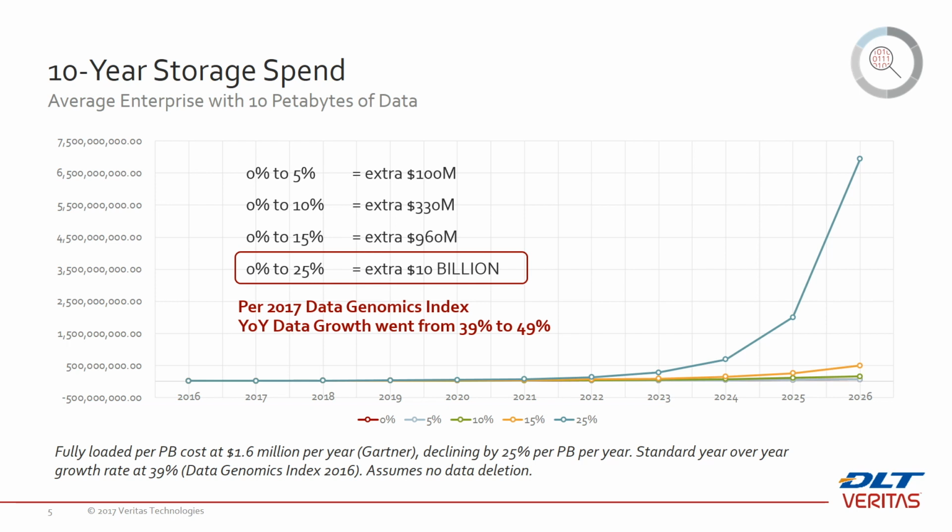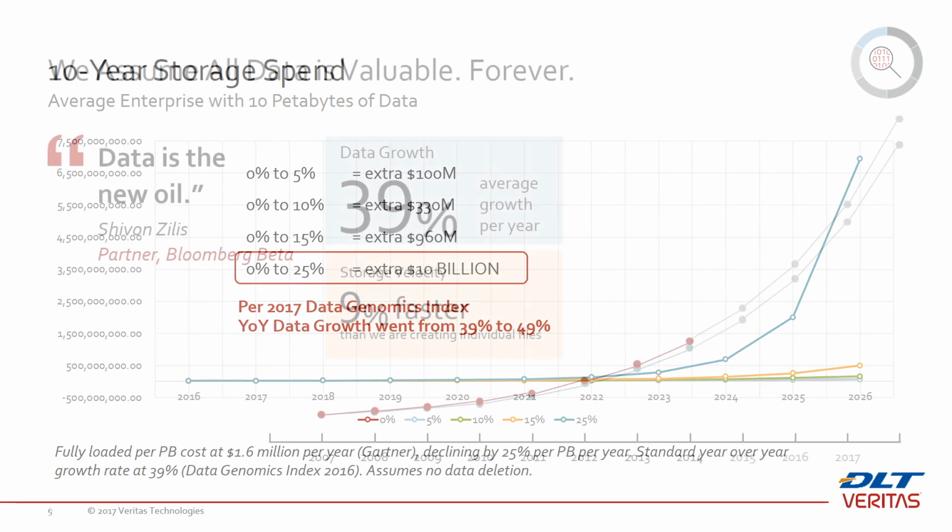So if the rate of data growth was to accelerate by 5% each year for the next 5 years, an average enterprise with 10 petabytes of data today would incur an additional $100 million in storage spend over the next 10 years. If the rate accelerated by 10% each year, that becomes $330 million. 15% becomes $960 million, and 25% is $10 billion. Now that 25% number is significant because, as I mentioned earlier, that's exactly what happened between 2016 and 2017.